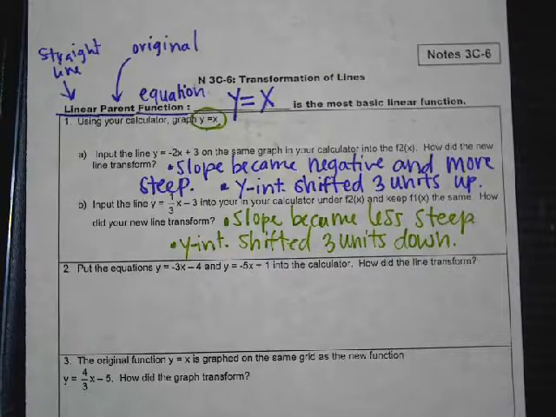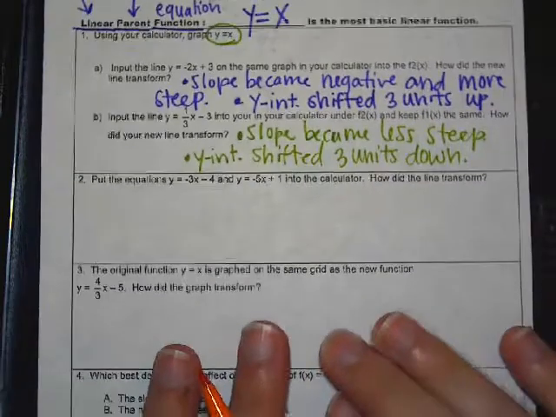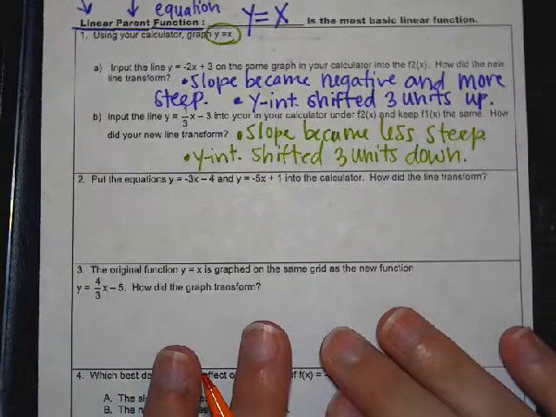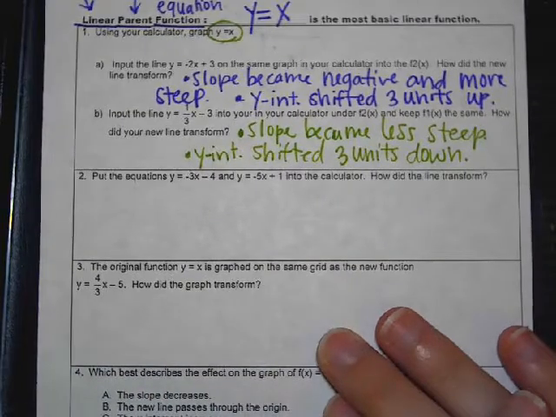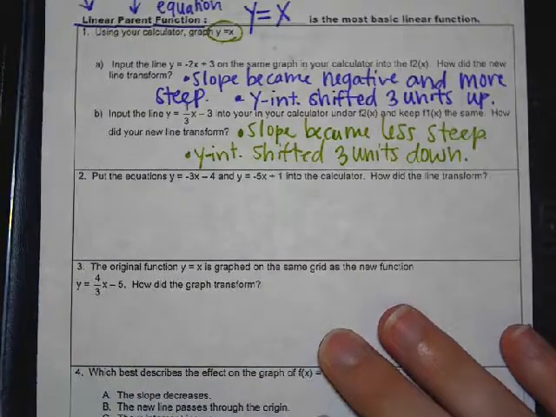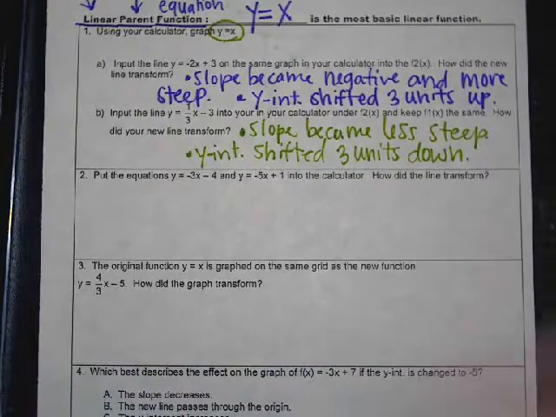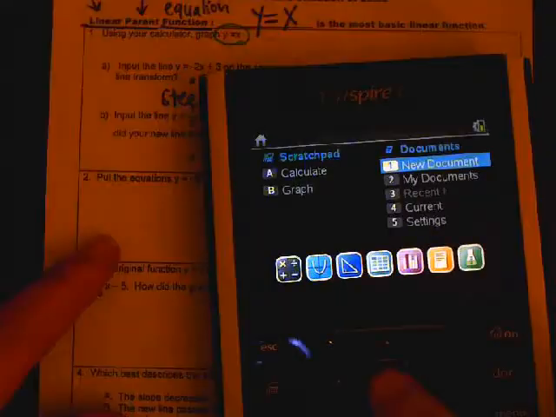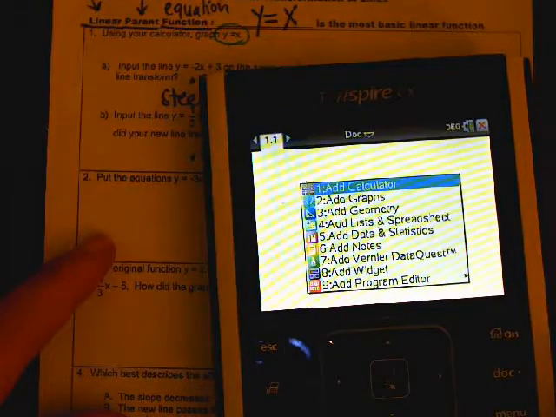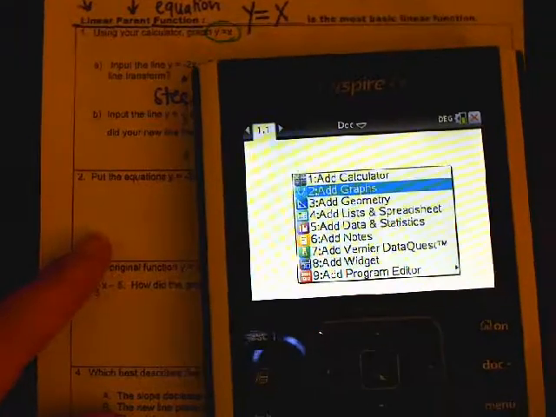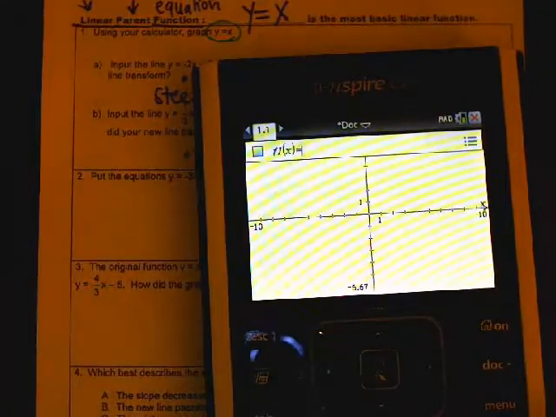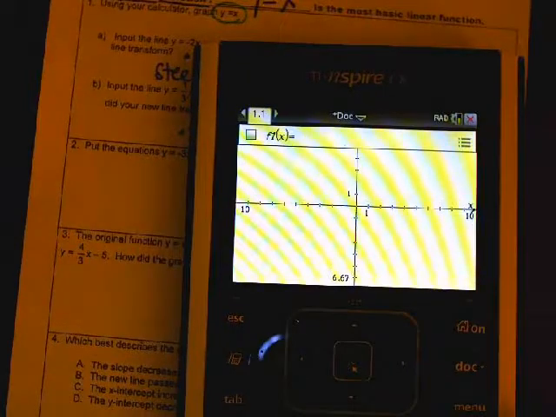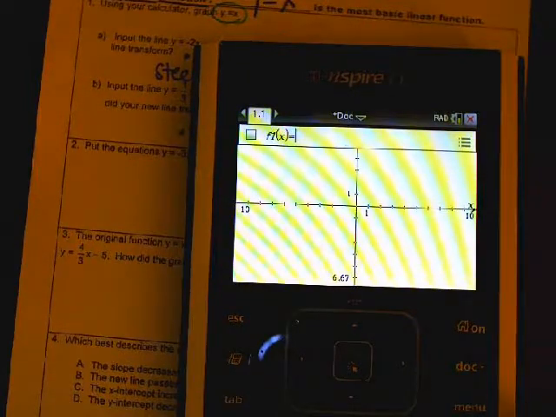Okay. Number 2 says, put the equations y equals negative 3x minus 4 and y equals negative 5x plus 1 into the calculator. How did the line transform? Okay, so this is a new problem, so let's start all the way over in the calculator. So go to the home button this time and add a new graph. So I want to see everybody typing.